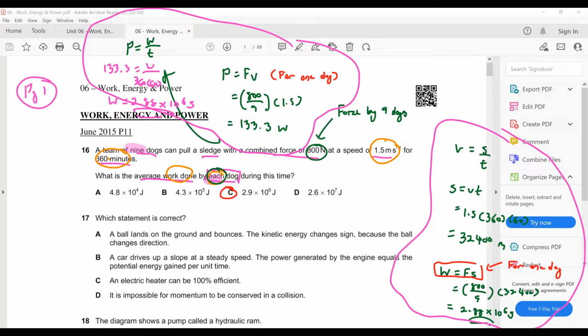Okay, now for 17, which statement is correct? A ball lands on the ground and bounces. Kinetic energy changes sign because the ball changes direction. Now, is the first statement even correct in the first place? This first statement is wrong because they say kinetic energy changes sign. Kinetic energy is scalar. There is no direction to energy. This is wrong because kinetic energy is scalar. There is no direction. There's no negative KE.